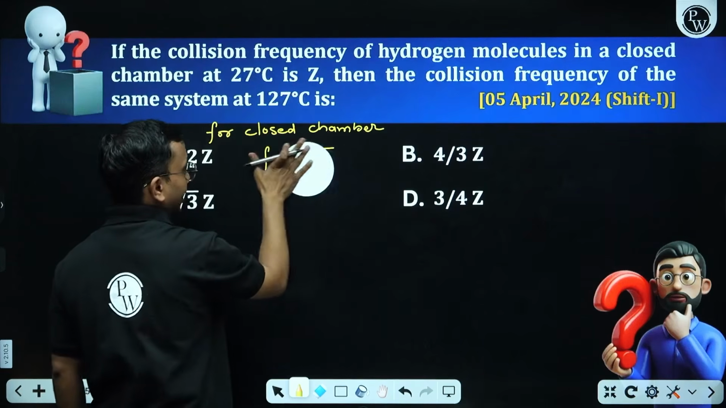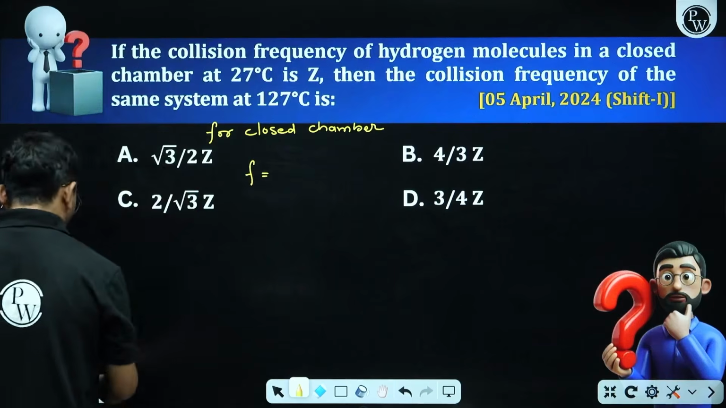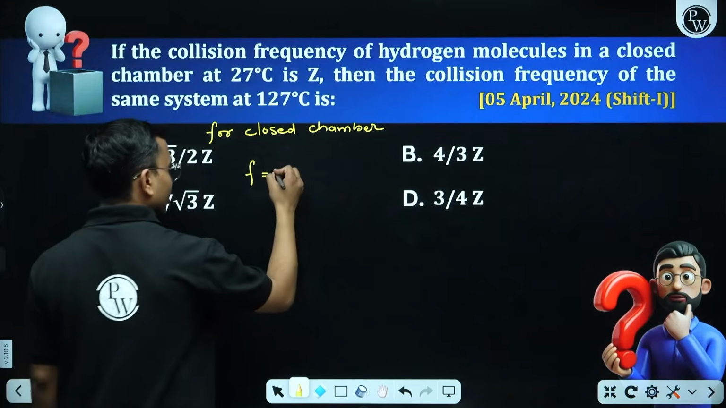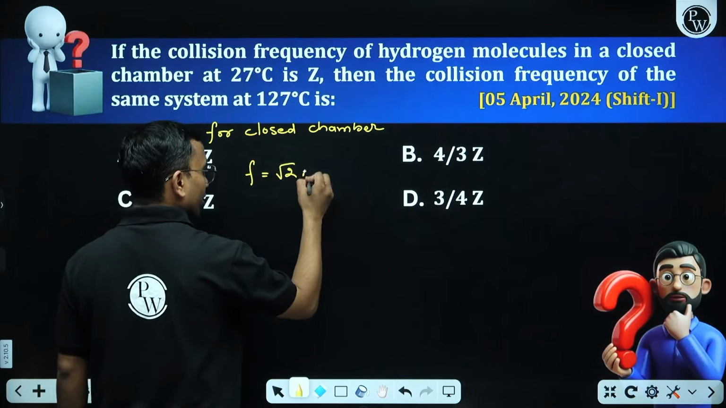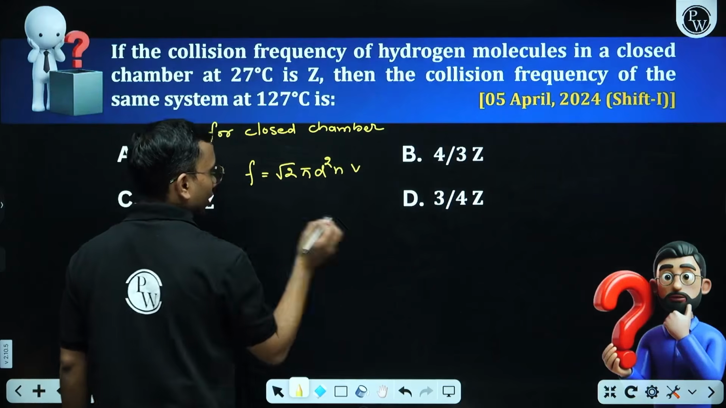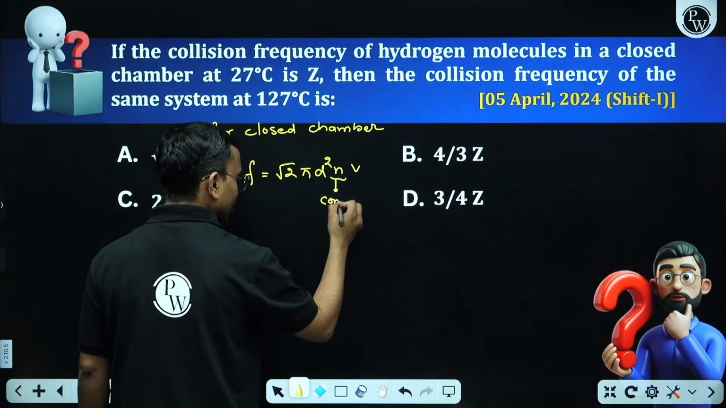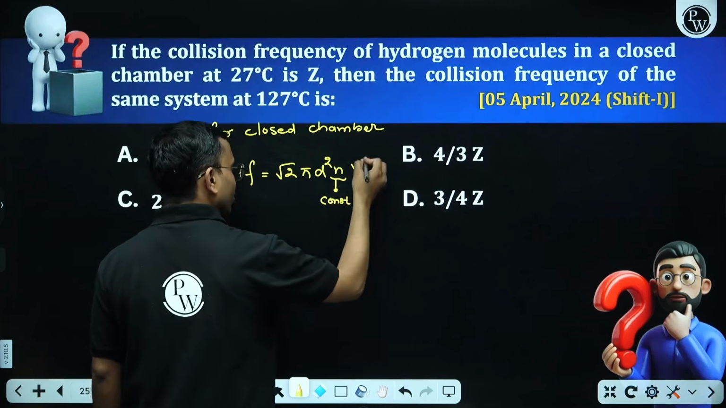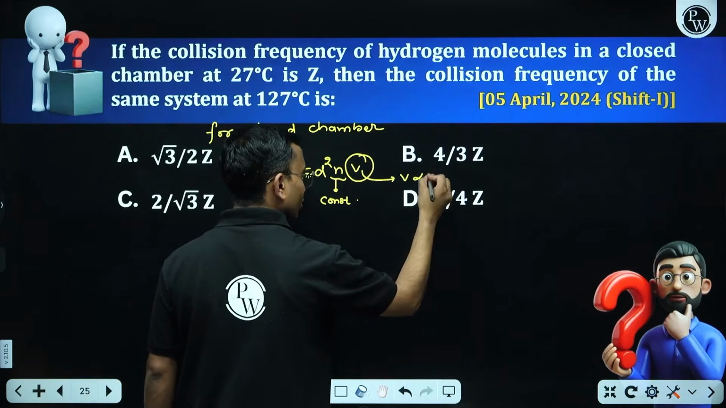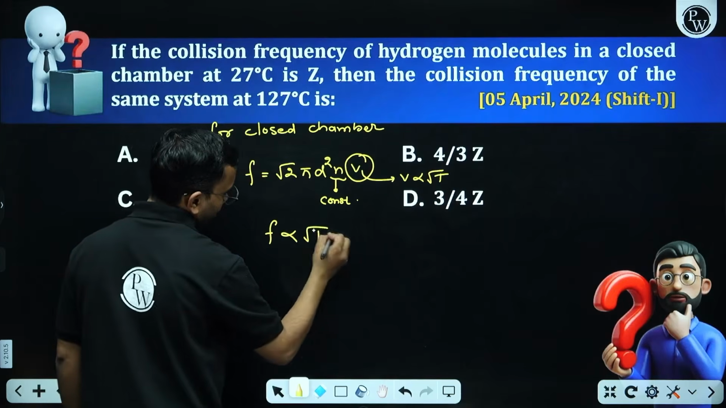Got it, how I am writing? F is equal to this formula: root 2 pi d square n into V average. Now this is not changing, this will remain constant. This will change and that is proportional to root T. So F comes out to be proportional to root T.